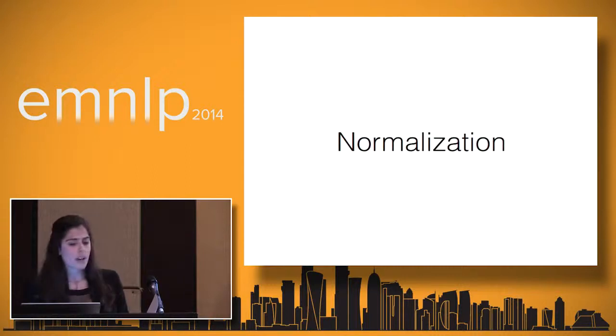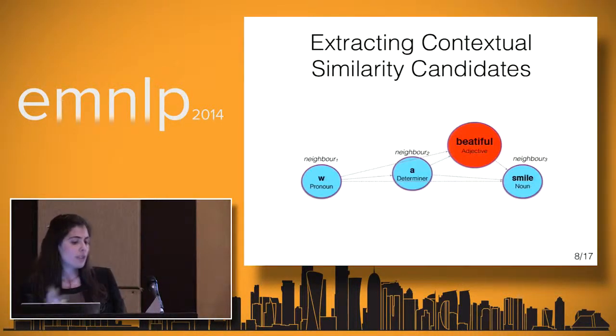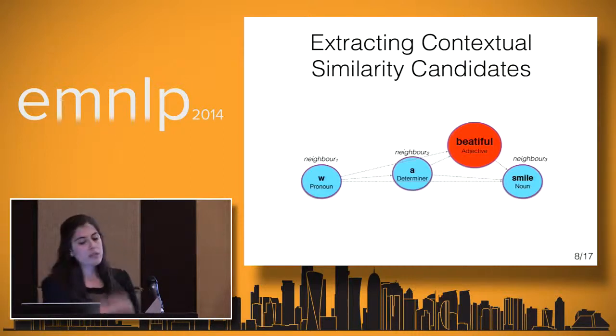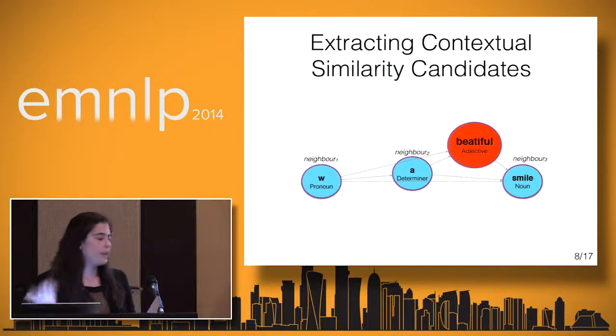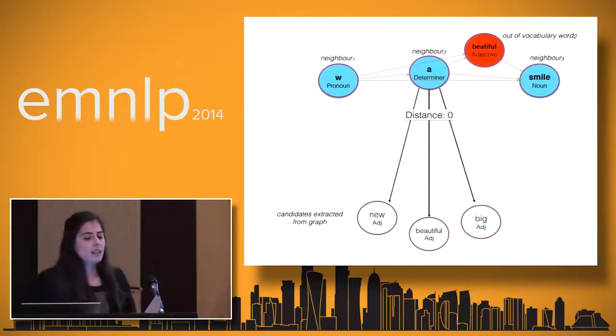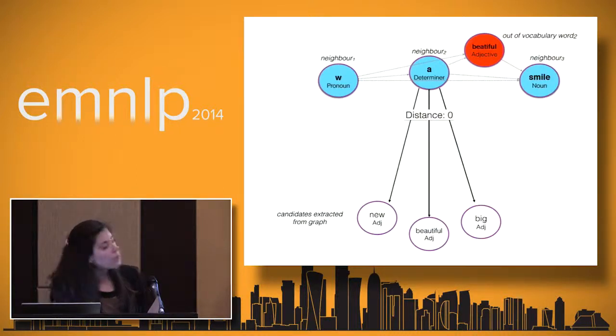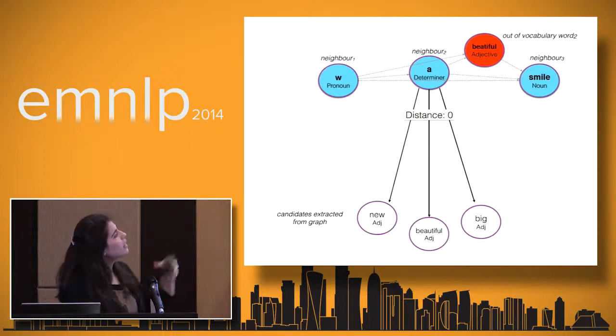Given an input text to normalize, we make use of the graph to find normalization candidates. Let me illustrate this through this example input, where the word beautiful is misspelled. Candidates are extracted from the graph over the neighbors of the OOV word. Here, our OOV word, out-of-vocabulary word, is "beautiful" misspelled, and our neighbors are W, A, and smile.